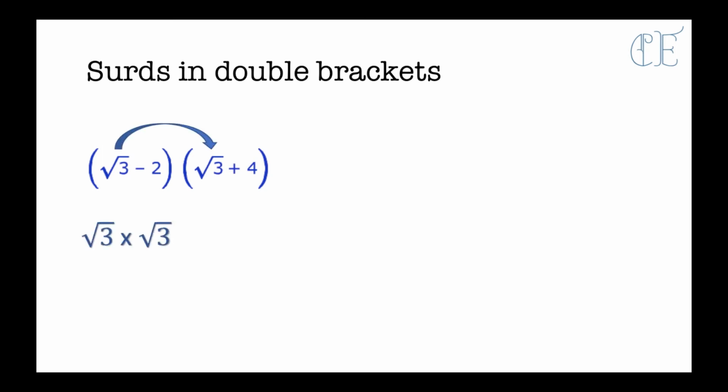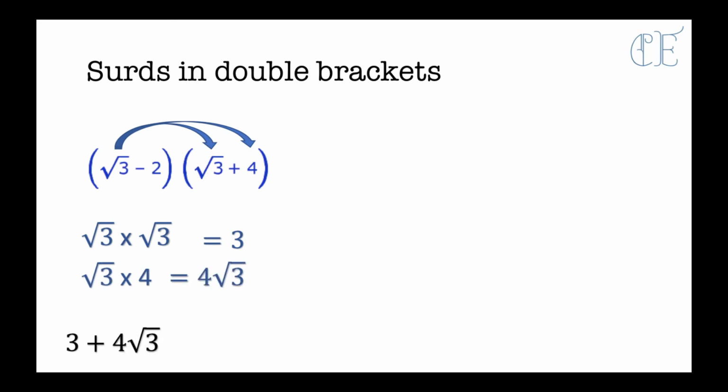Now we're looking at surds in double brackets. Here we have the square root of 3 minus 2 multiplied by the square root of 3 plus 4. And we have to expand these brackets in exactly the same way as we usually do. So we're going to do the square root of 3 times the square root of 3. That just leaves us with 3. We then do the square root of 3 times 4. And that gives us 4 root 3.